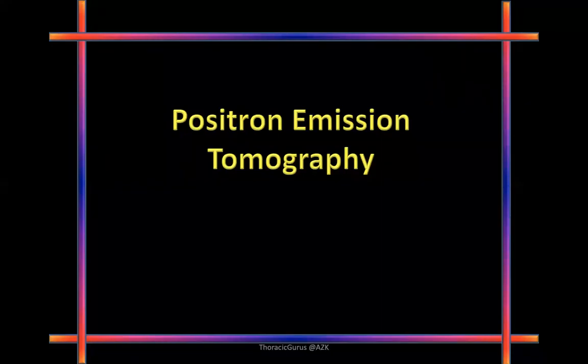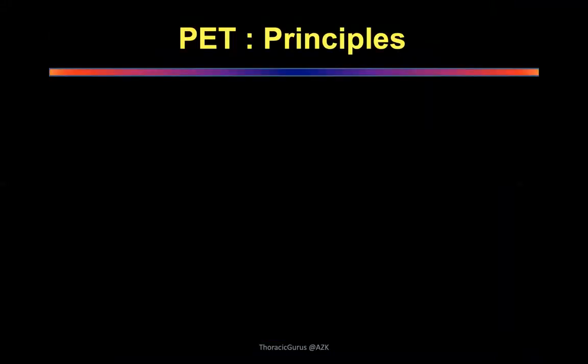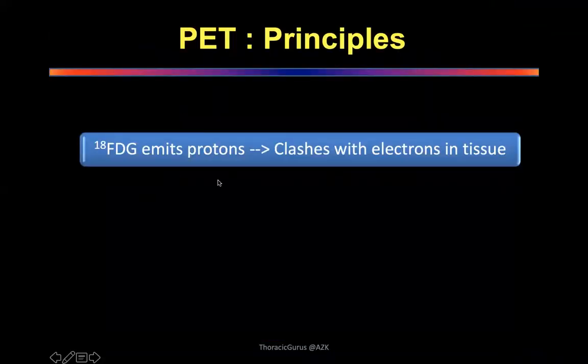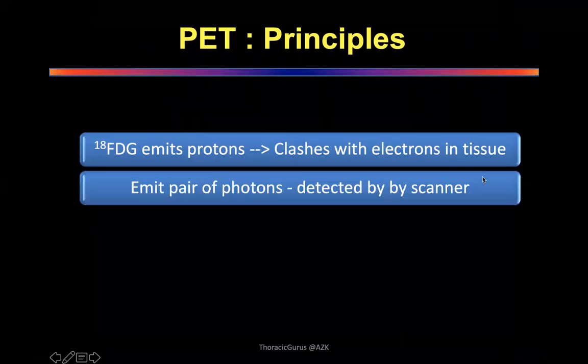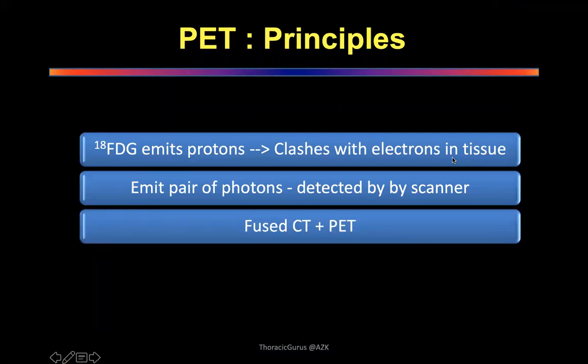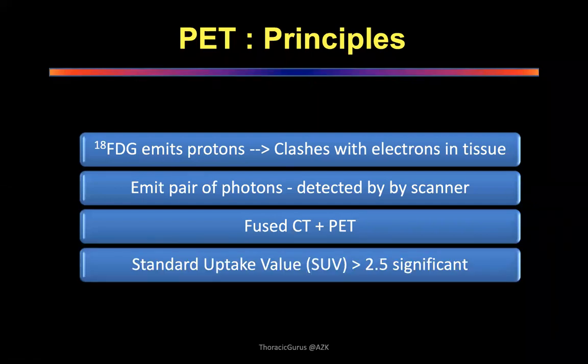Okay, let's look quickly at positron emission tomography. So I'm still doing normal stuff with you. I don't want to do abnormal stuff first before you understand all the normal investigations. So the principle of PET is that 18 FDG emits positrons. They clash with the electrons in the tissue, and the pair of photons that are reflected back by the tissue are detected by the scanner. So you use a CT and a PET scanner. First you do a CT and then you do a PET scan, and both the images are superimposed on each other to understand what exactly is happening.